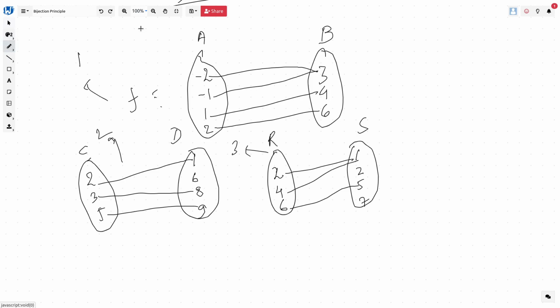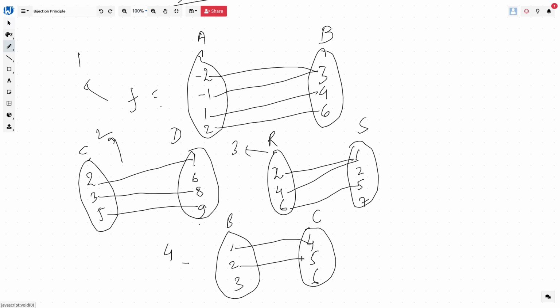And finally we take the fourth example, the fourth set, the fourth mapping. So this is the third one, this is the fourth mapping finally. Again, let's say it is B and this is C. Well, it doesn't matter. It has elements 1, 2, 3, and here we have elements 4, 5, 6. 1 is mapped to 4, 2 is mapped to 5, and 3 is mapped to 6.